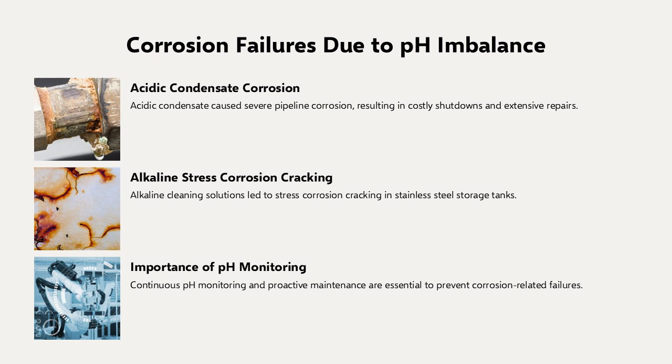In one instance, a chemical plant experienced severe pipeline corrosion due to acidic condensate, leading to costly shutdowns and repairs. Another example involves storage tanks where alkaline cleaning solutions caused stress corrosion cracking in stainless steel components. These failures underscore the importance of continuous pH monitoring and proactive maintenance. Learning from such incidents helps industries refine their corrosion management practices and avoid similar costly mistakes.